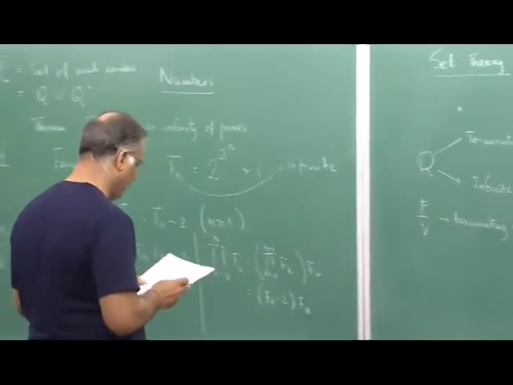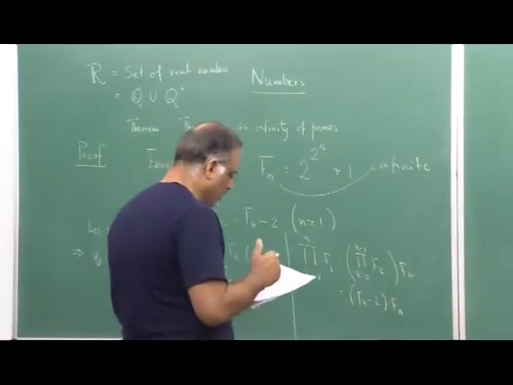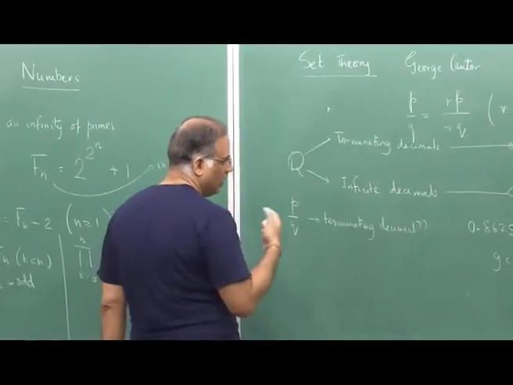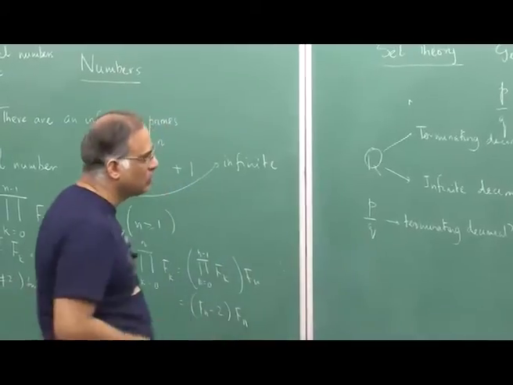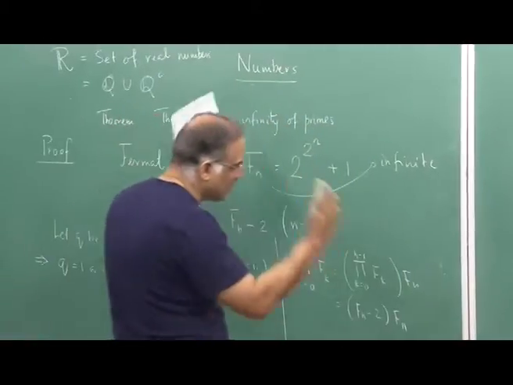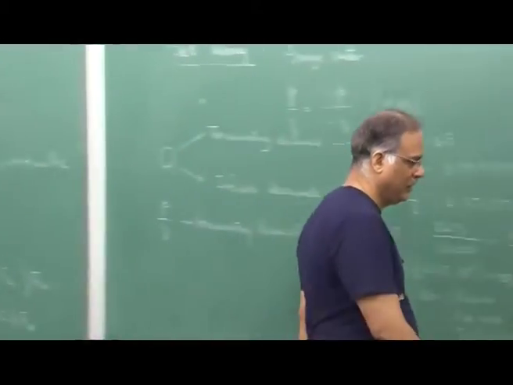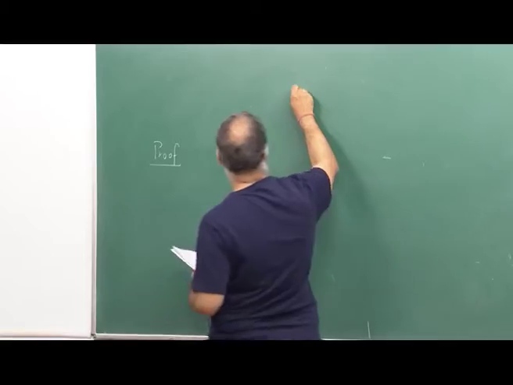But this is about terminating decimals. What about non-terminating decimals? We will discuss non-terminating decimals and finish. Do they have some pattern? Non-terminating decimals have some interesting pattern. So, if you look at this number, say 5 by 11.